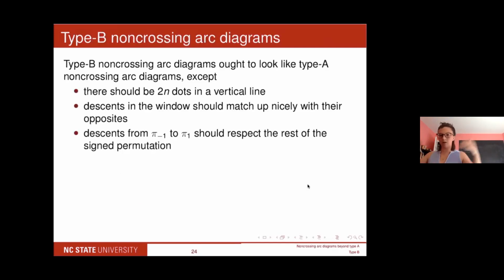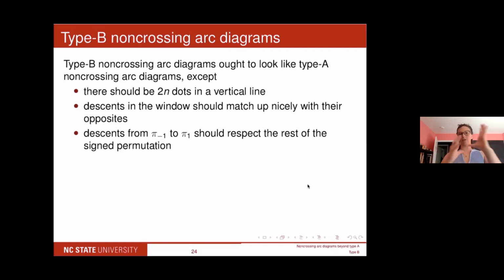And so as we go to think about what type B non-crossing arc diagrams should look like, we think they ought to look like a type A non-crossing arc diagram, except for the fact that there should be 2n dots, right? Because going from negative n to n, those dots should still be in a vertical line. And then descents in the window should match up nicely with their opposites, whatever that means. And then we also know that we might have descents from pi negative 1 to 1.